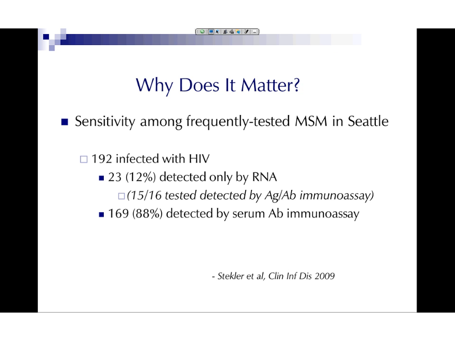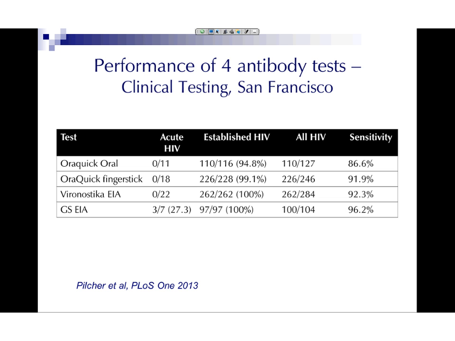169, or 88%, of them were detected by the third generation serum antibody immunoassay, and only 80% of the people with infection were detected by the oral fluid rapid test. And so there is a considerable difference in how many infections you'll pick up depending on which assay you end up using. This is another analysis that was done in San Francisco looking at 4 different antibody tests. These were done during 4 different periods of time, and so they weren't all done on the same people.